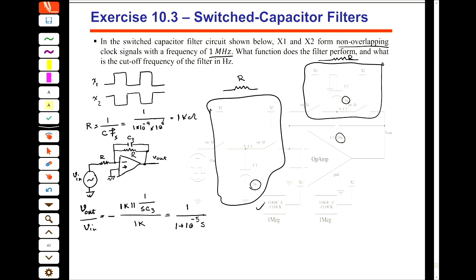This is a low pass filter. What's the gain? What's the gain of this filter?